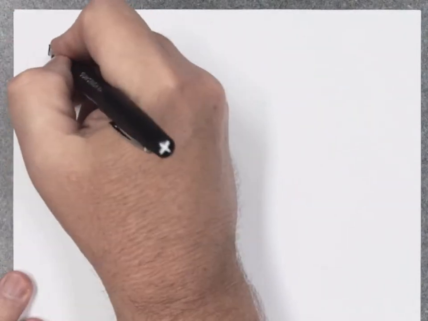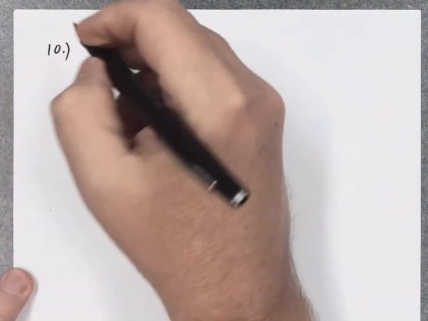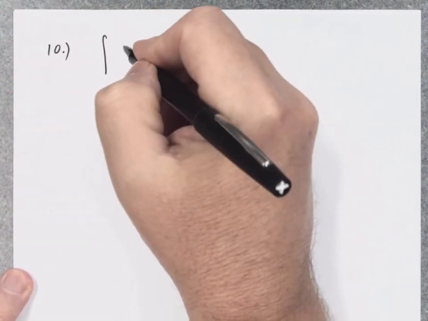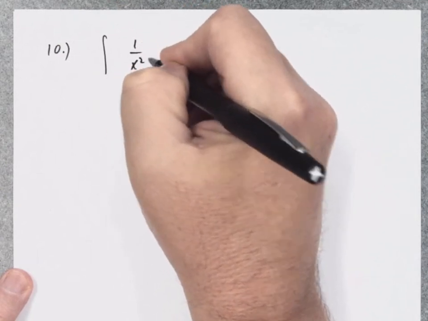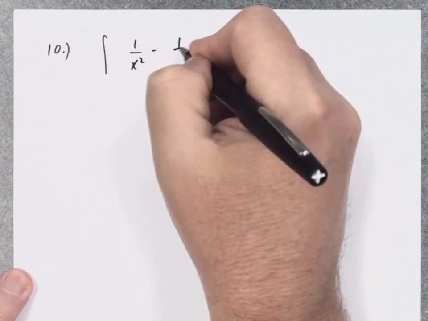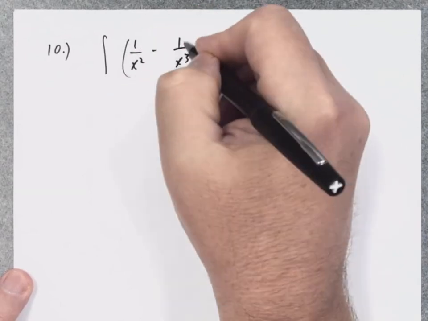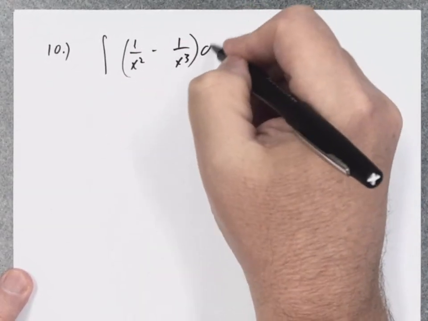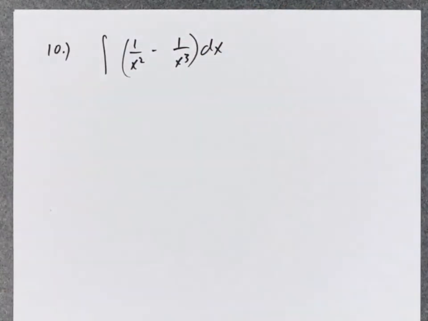So, now that we've covered that, let's do a few more. Like, how about, let's look at problem 10. Looks a little more complicated. 1 over x squared minus 1 over x cubed. Integral with respect to x.